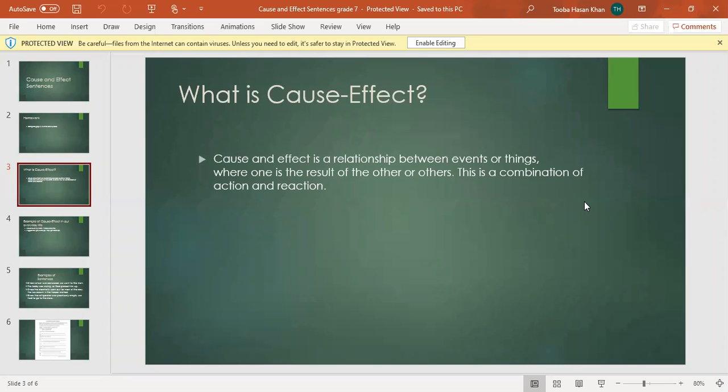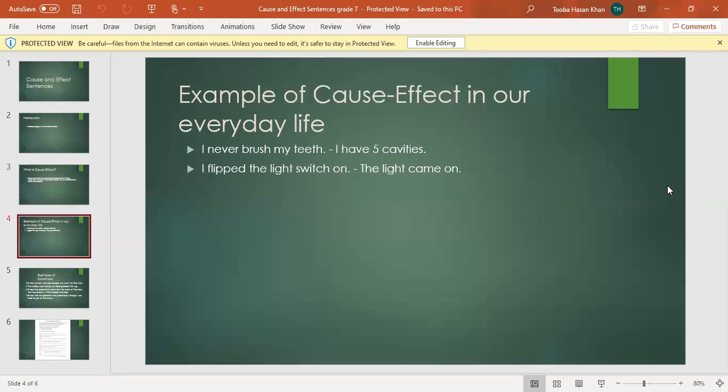This relationship is what we will study in today's lecture. That is, how when you do an action, there is an effect, there is a reaction that comes, and how we write it in the English language. Examples of cause and effect in our everyday life.